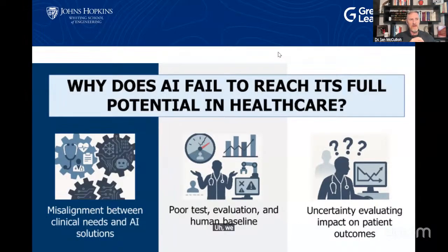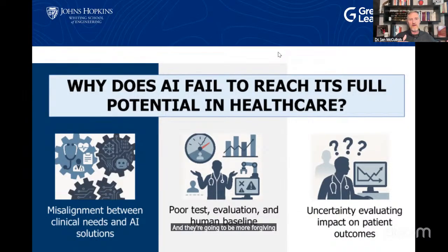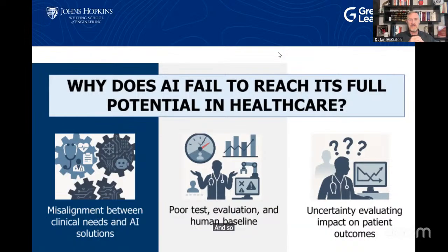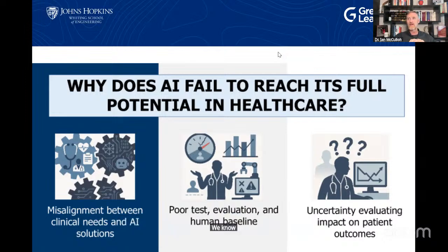We also have this cultural bias where people are always going to be more distrustful of the AI and more trustful of the human. And they're going to be more forgiving of human error than they will of machine error. At least we see that in a lot of areas. And so we're oftentimes ignorant to the flaws of human processes. And there are certain areas, right? So we know, for example, that well-trained AI can identify potential pathology in imaging better than humans can in many cases, right? Or we know that there is optimism bias in selection of patients for organ transplant.